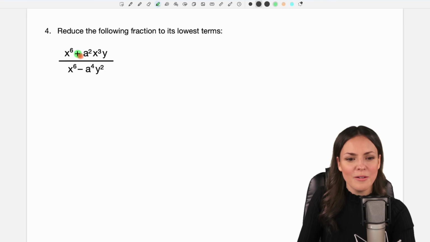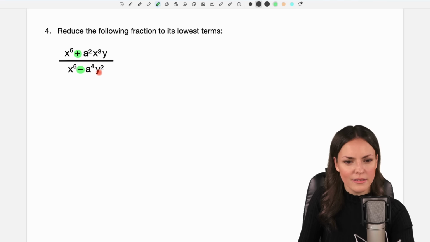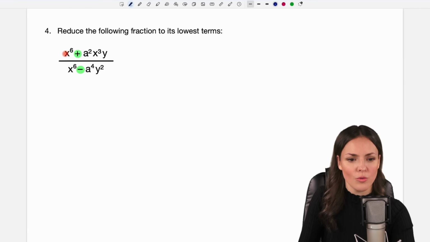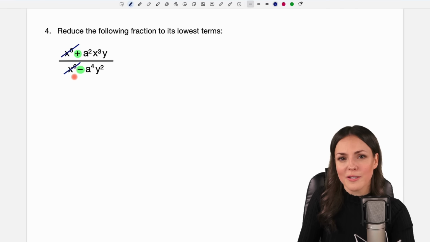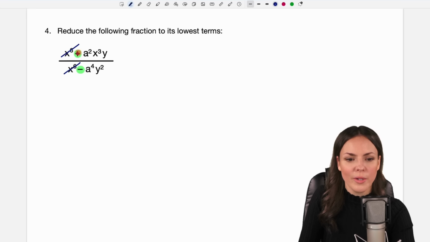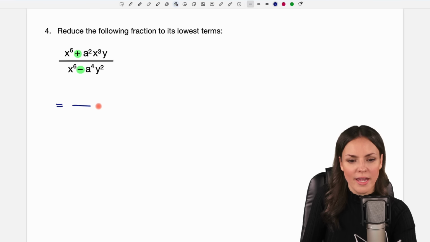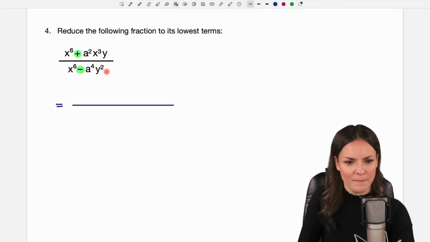We have a sum in the numerator and a difference in the denominator, so we are not allowed to just cancel things out. So this x to the power of 6 and this, we are not allowed to cancel this out, because this would only be okay if we had a multiplication here and here. So this is not the way to go, so let's find another way how to reduce this fraction.